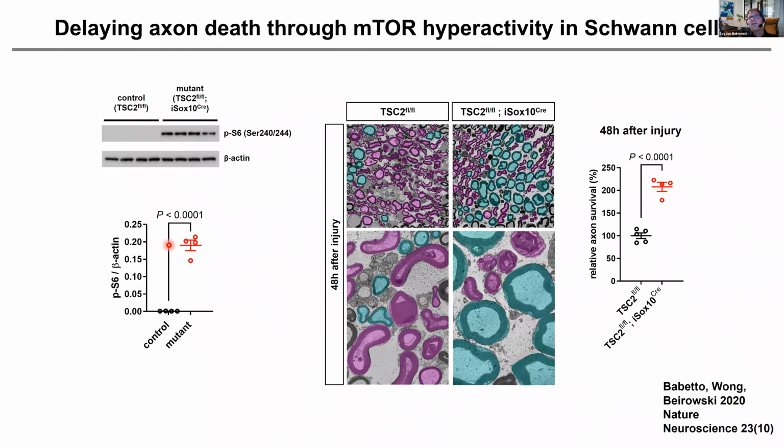So we injured the nerves of these conditional mutants, and totally as anticipated from our model, for the first time in a non-cell autonomous manner, we see that this can confer axon protection. This is 48 hours after injury. In control animals, the majority of axons are broken, and in the TSC2 knockouts, there's significantly increased axon survival. This is quantified here.